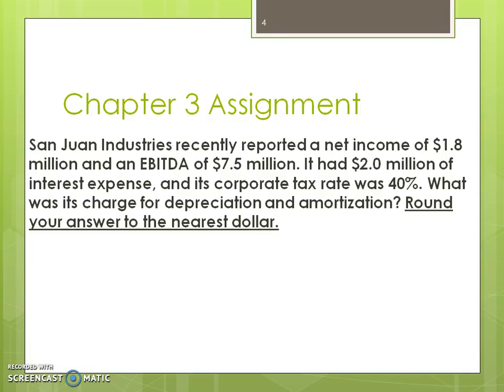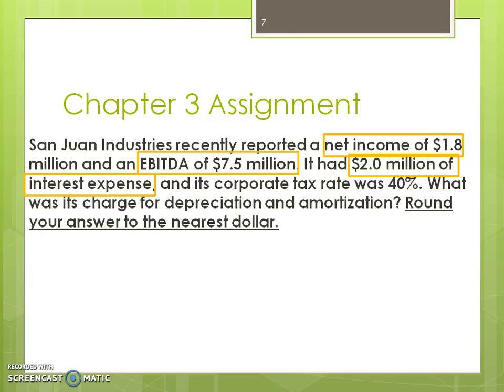All right, so a couple things that I do when I go through a problem is I like to identify information that I feel is going to be important. Whether or not it's important, we'll discover that as we work through it. The first thing that catches my eye is the net income of 1.8 million, so I'm going to jot that down. The next thing is EBITDA of 7.5 million. And the next thing that catches my eye is the interest expense of 2 million.